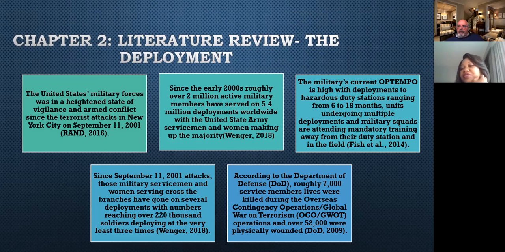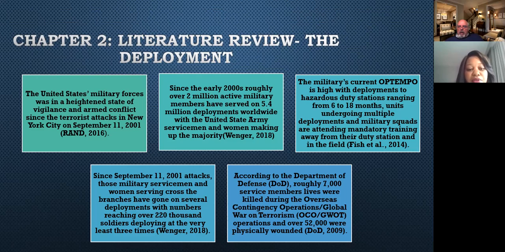I think it's the utilization of weapons and the readiness that they have to respond within a certain amount of time. And basically that makes up operational tempo. So that was shown to be high, and these deployments were in hazardous duty stations, ranging from 6 to 18 months. Sometimes these units would undergo multiple deployments, and these squadrons would also have to attend mandatory training. So on top of a 6 to 18 month separation from spouses and family, they also had lengthy training.